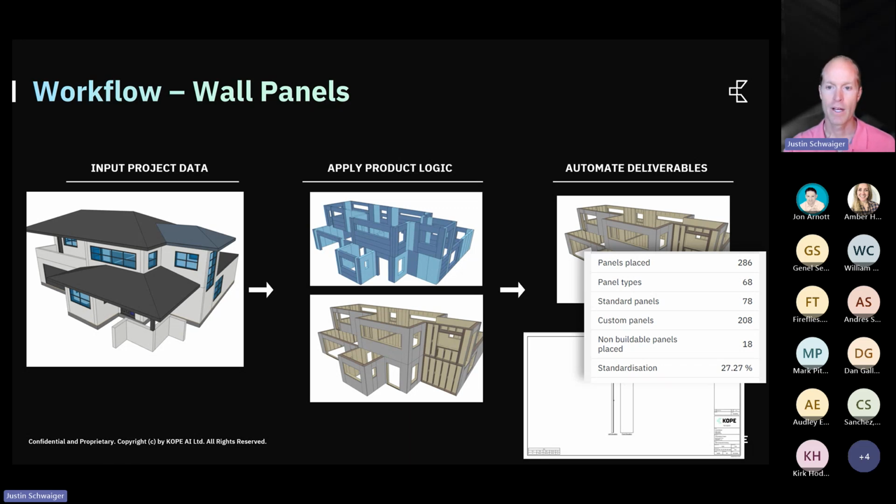And then the output on the right is, how many panels did you place? Your metrics around standard panels, custom panels, non-buildable panels, the various criteria that you'd be interested in while you're configuring a building. We can surface any metric as you're configuring.